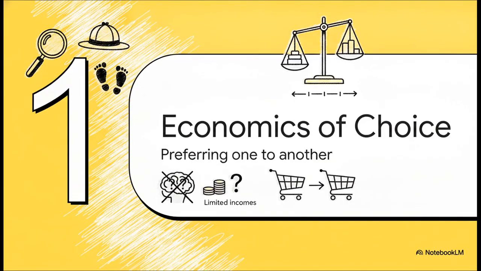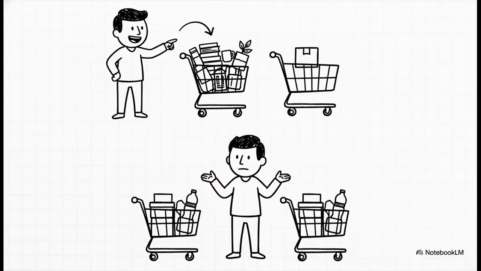All right, Section 1, the economics of choice, how we prefer one good to another. So, consumer theory is essentially detective work. We obviously can't directly measure what's happening inside someone's brain, right? So we infer what they like based on the bundles of goods in their shopping cart. Consumers are constantly comparing different bundles. According to our source material, you basically do one of two things.